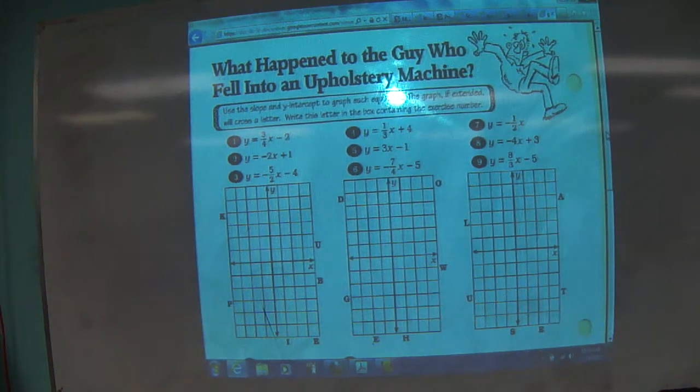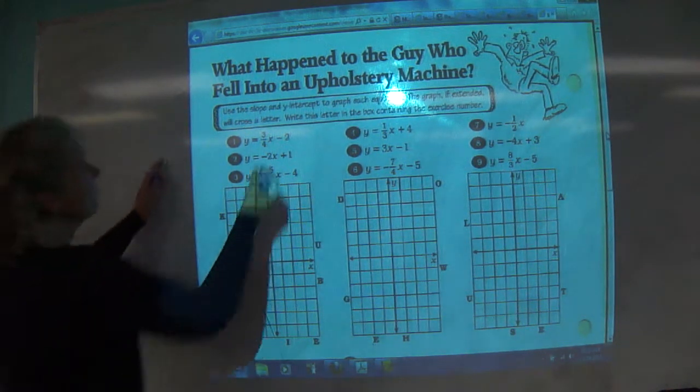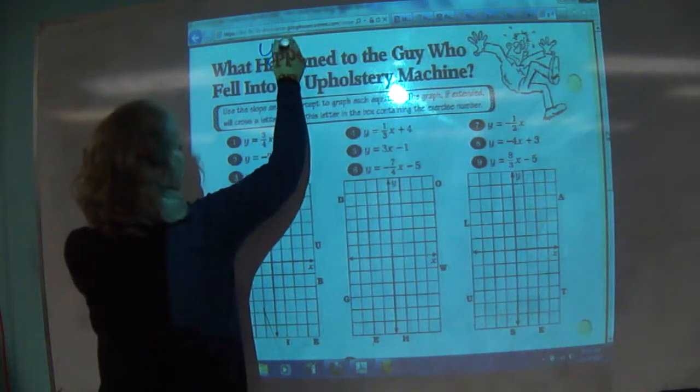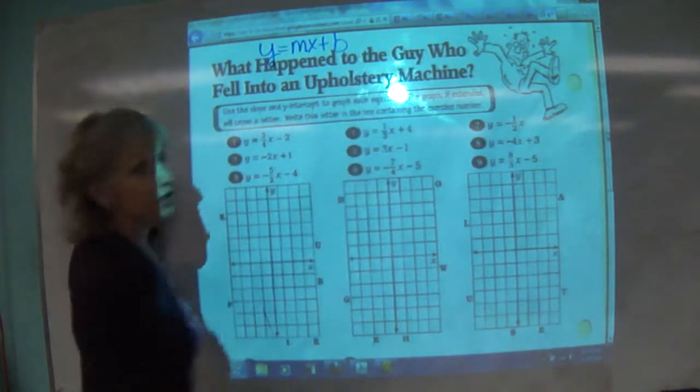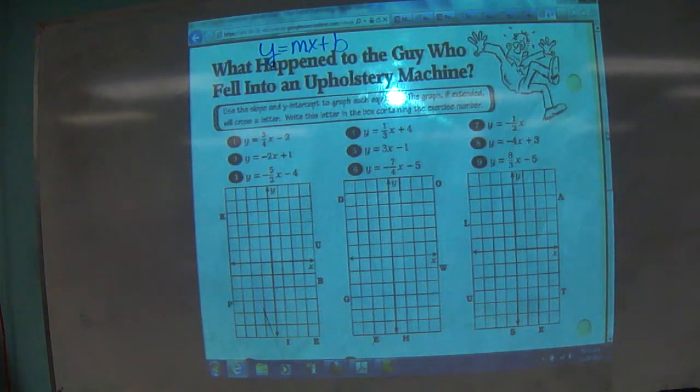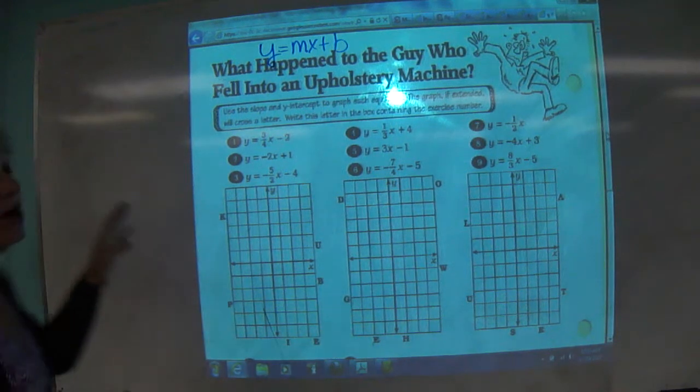Again, what we're doing, remember, we're dealing with the slope-intercept form. So remember, it's y equals mx plus b. You want to write that at the top of your page so you don't forget it. Of course, you won't forget it because, after all, it's your mama's ex-boyfriend.